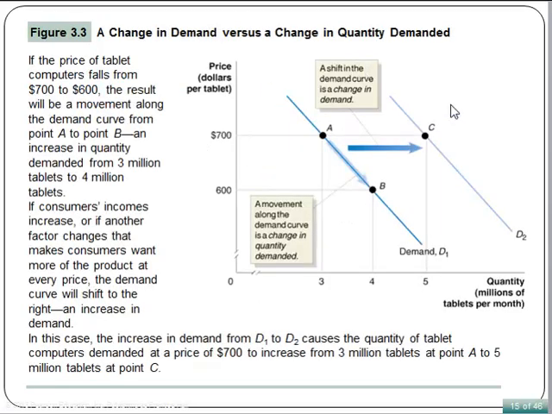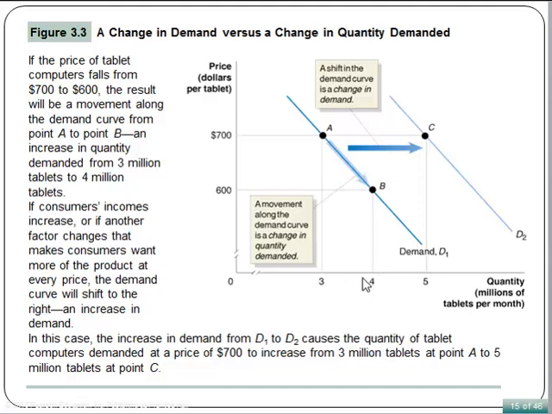Okay, now we come back to the difference between the change in demand and the change in quantity demanded. This is also the difference between a shift of the demand curve and a movement along a demand curve. For example, if the price of tablet computers falls from 700 to 600, the result will be a movement along the demand curve from point A to point B, an increase in quantity demanded from 3 million tablets to 4 million tablets.